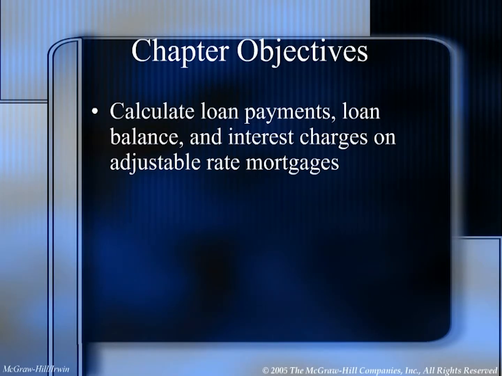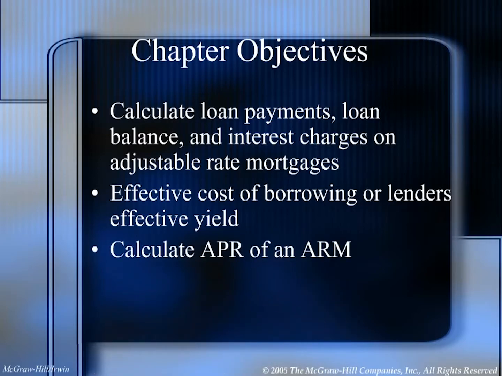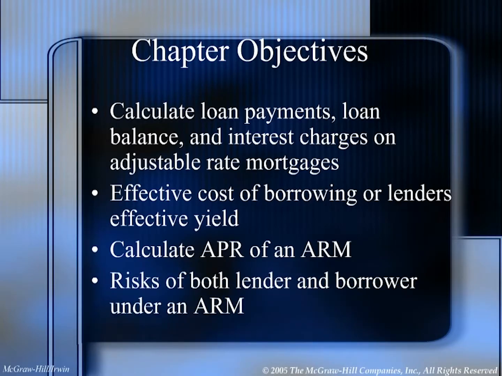The objectives in this chapter are, first, to calculate the loan payments, loan balances, and interest charges on adjustable rate mortgages. Next, we want to be able to calculate the cost of borrowing or the lender's effective yield. So these are the same things as we did with the fixed rate mortgages in the last chapter, Chapter 4, but now we're adding in the different aspects of adjustable mortgages. Then we want to be able to calculate the APR of an ARM, and finally, understand the risks of both the lender and the borrower of the ARM.